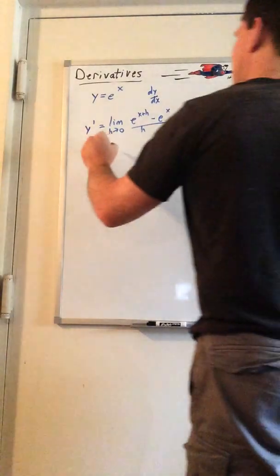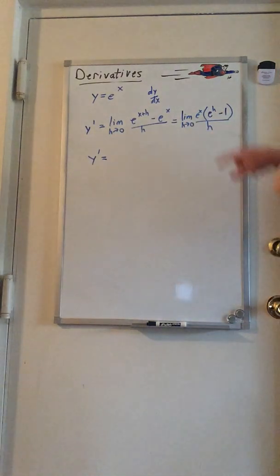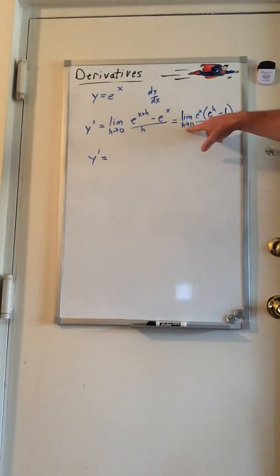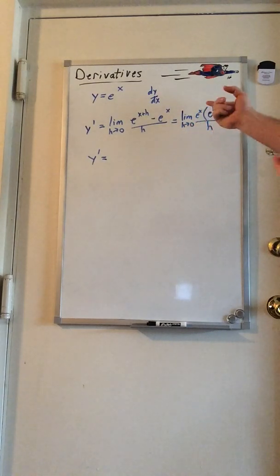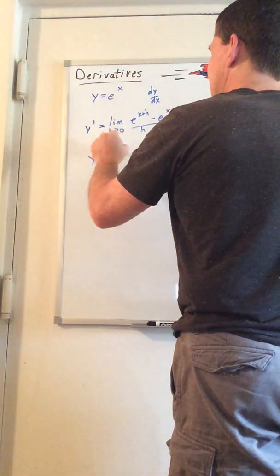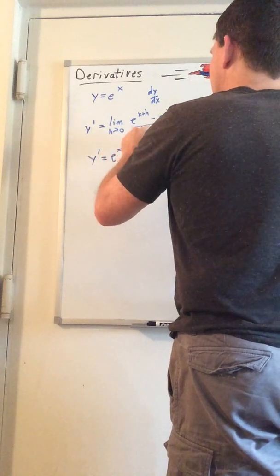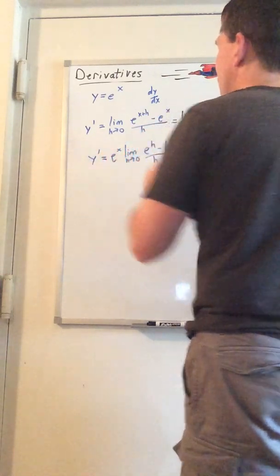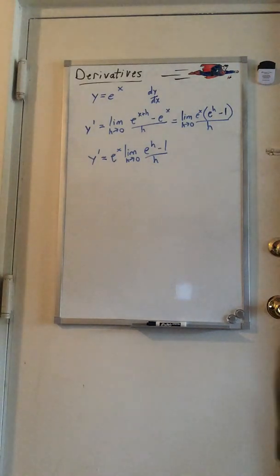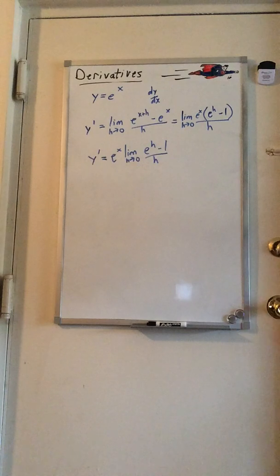And now, this limit is a limit with respect to h. This e to the x has no h in it, which means from the perspective of the limit, it's just a constant, so I can pull that out. So I'm left with e to the x times the limit as h approaches 0 of e to the h minus 1 over h. And now the question is, what in the world is that limit actually equal to?